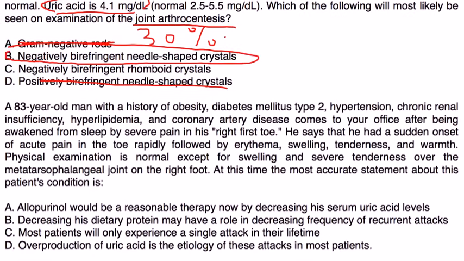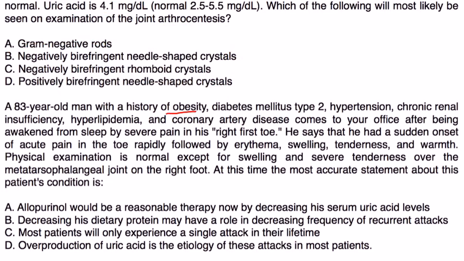Next question. An 83-year-old man with a history of obesity, diabetes, high blood pressure, chronic renal failure, hyperlipidemia, and coronary artery disease comes to your office after being awakened from sleep by severe pain in his right first toe. He says that he had sudden onset of acute pain in the toe, rapidly followed by erythema, swelling, tenderness, and warmth. So erythema is redness, swelling, pain, and then it's warm to touch. Physical exam is normal except for swelling and severe tenderness over the metatarsophalangeal joint on the right foot. At this time, the most accurate statement is, well, let's go through these one by one.